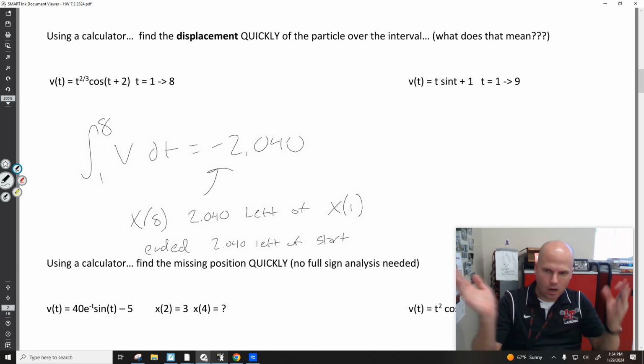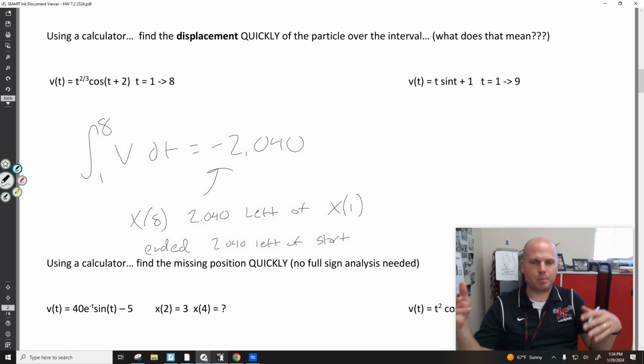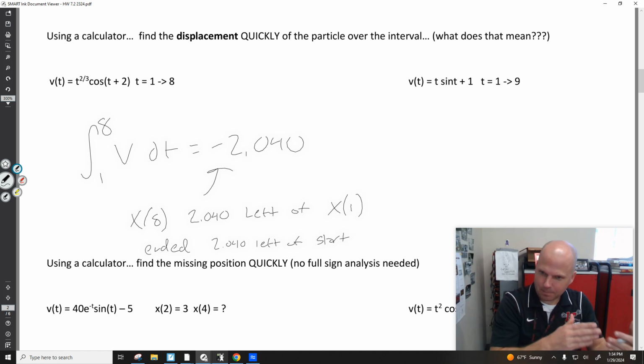Now, how do you get there? Well, obviously we saw we could move right and left a couple times, but overall, I end up to the left of where I started.